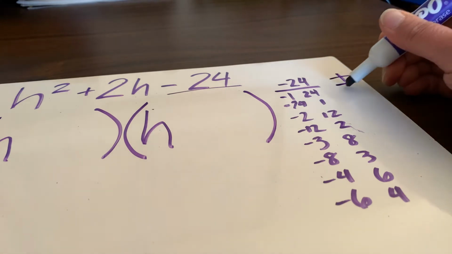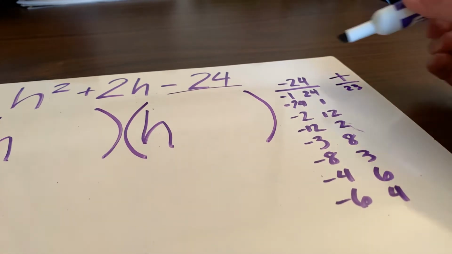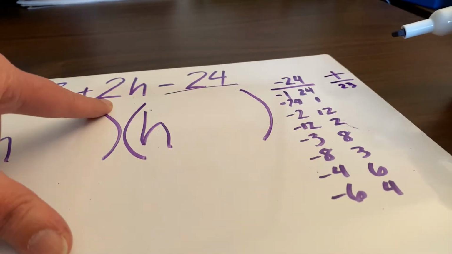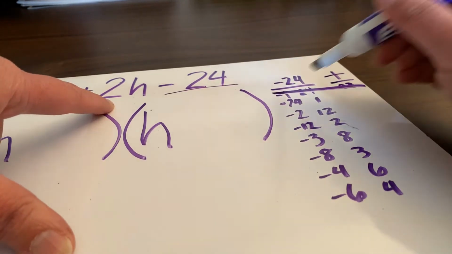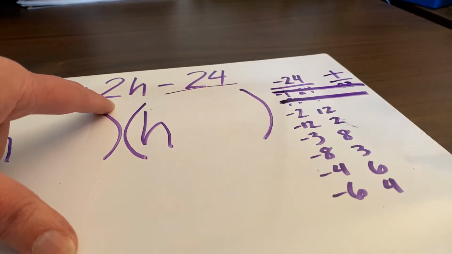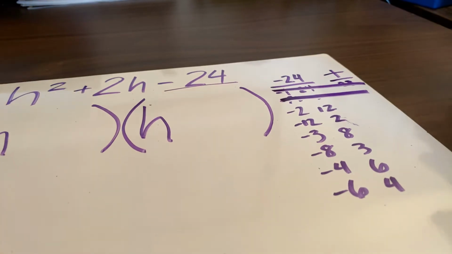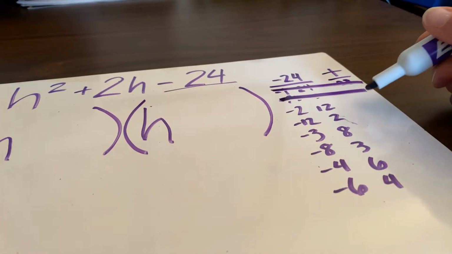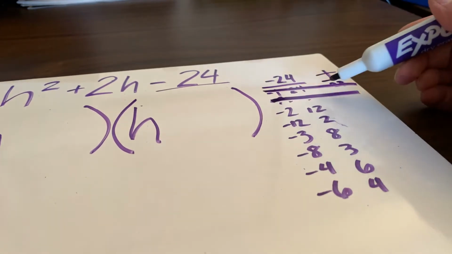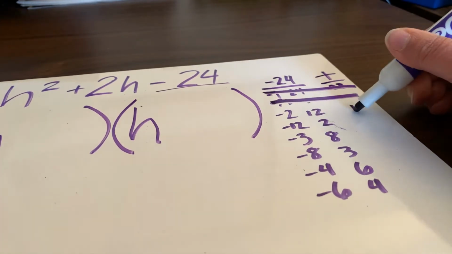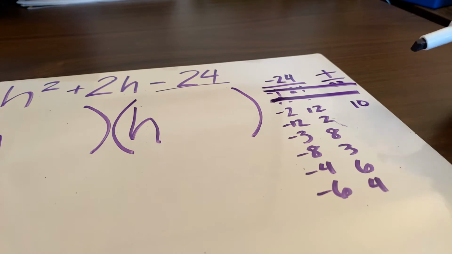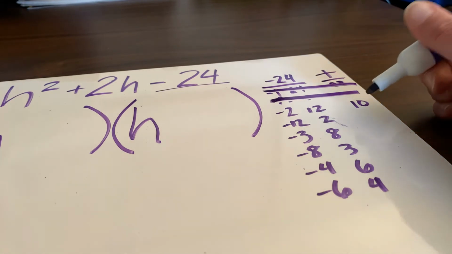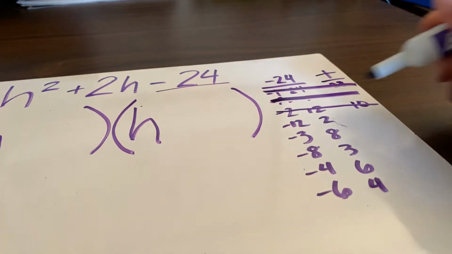Well, negative 1 plus 24 is 23. Okay, that's not the one we want because we want something that adds to 2. So we'll cross that off. You know what? We'll cross the positive or the negative 1 off as well because it would give us a negative 23. That's not what we want. What about negative 2 and 12? That adds up to 10. Is that 2? No. So we'll cross that one off.